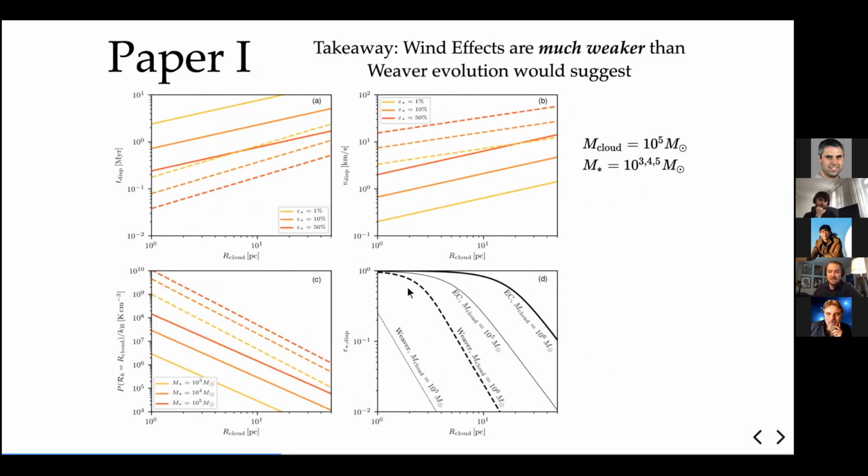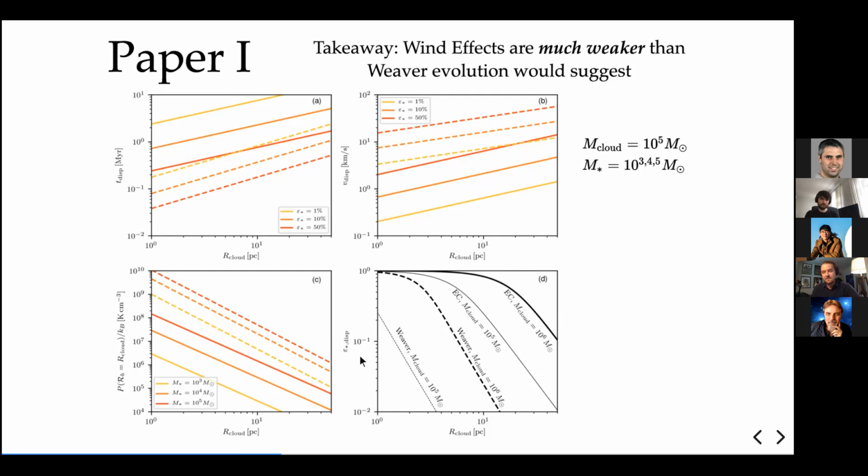Here's the same general picture, but with a few more quantities. The velocity of the shell of gas when the cloud is dispersed is much lower in our solutions. The star formation efficiency required to disperse the cloud, this is assuming you have a delta function of star formation that's instantaneous in space and time. How big does that star formation need to be in order to disperse the cloud? That is much higher in our solution than in the Weaver solution.